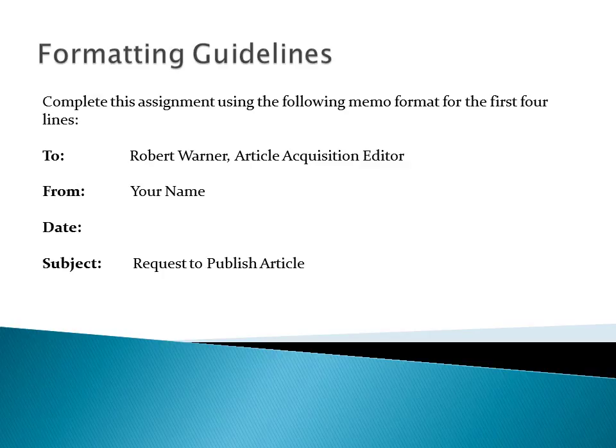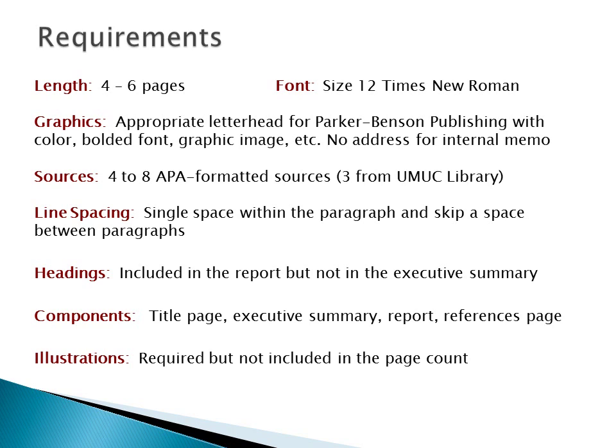Now, you know your formatting guidelines. It's request to publish an article this time. That's what you're doing. The requirements are 4 to 6 pages, and you use a size 12 Times New Roman font. The appropriate letterhead, you've already got that from previous assignments. It should be 4 to 8 APA formatted sources, and at least 3 should come from the UC library. Single space within the paragraph and skip a space between paragraphs.